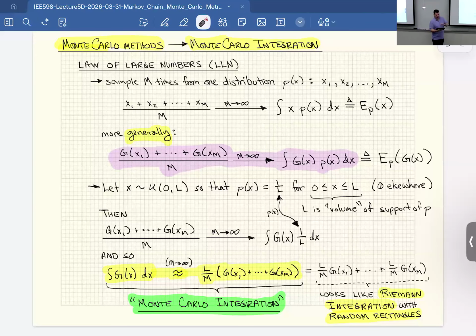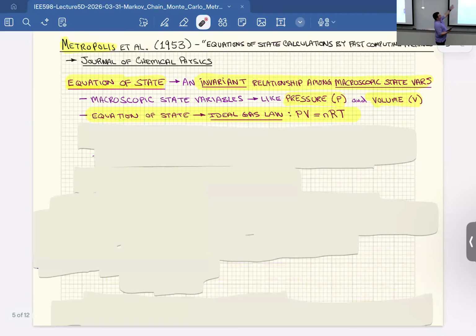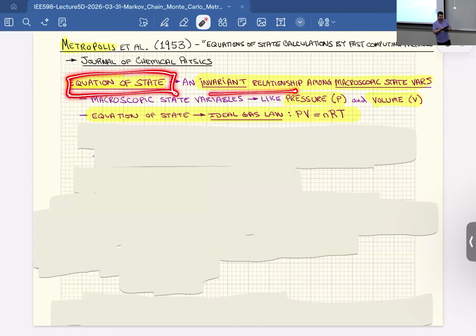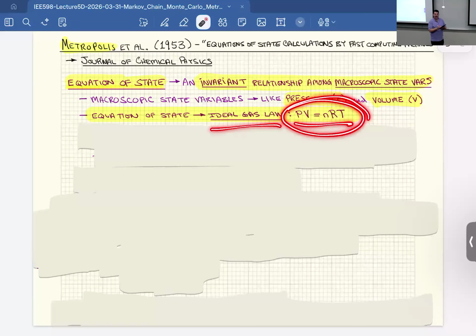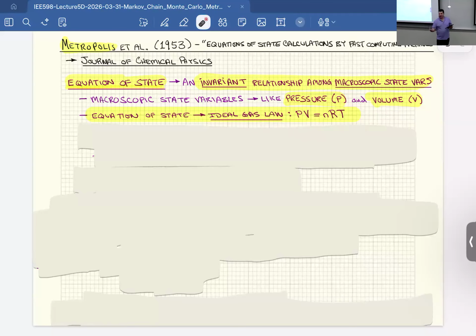Okay. All right. So that's Monte Carlo integration. Back to Metropolis. Journal of Chemical Physics, "Equations of State Calculations by Fast Computing Machines." That's what the paper was called. So a little bit of a definition. It's not that important, but there's this idea of an equation of state. This is an invariant relationship among macroscopic state variables. A famous one you've heard is the ideal gas law, PV equals nRT. It's the relationship when you're at thermal equilibrium between pressure and volume.